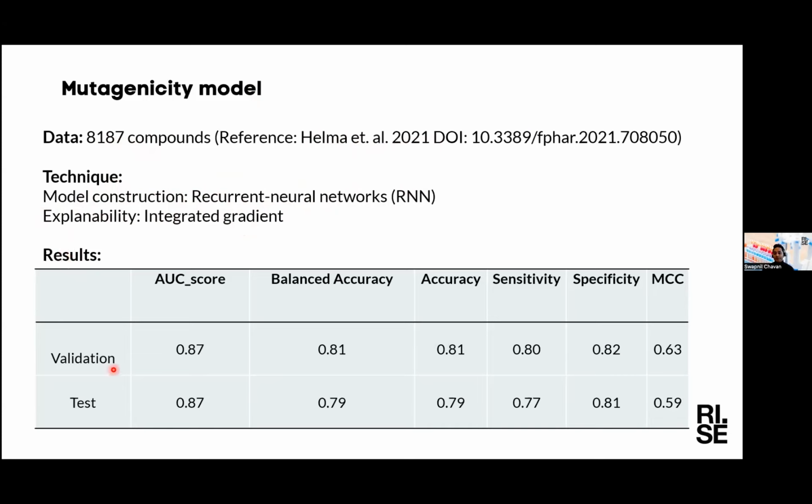The model results look something like this. For a twice-repeated tenfold cross validation, the model has shown an AUC value of 87%. The balanced accuracy is 81. The sensitivity and specificity are all above 80%. For an external test set, the model also showed quite robust output with an AUC of 87%, balanced accuracy 79, accuracy 79, and sensitivity and specificity close to 80%. So it was a quite robust model.